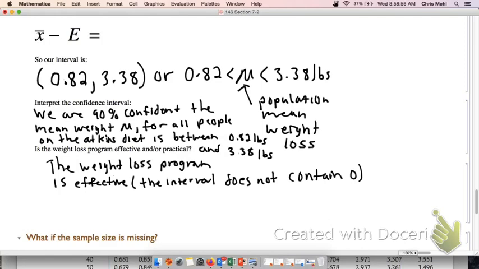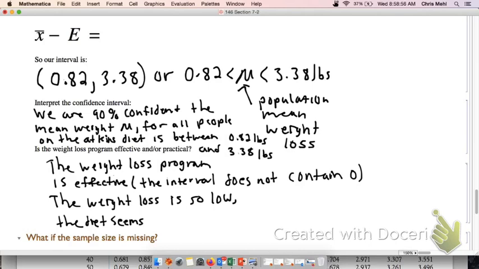The mean weight loss is estimated to be so low that I would say that the weight loss program is not practical. The estimated weight loss is so low, the diet seems to be impractical. Okay.